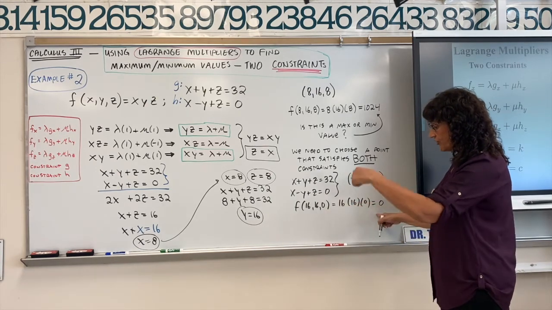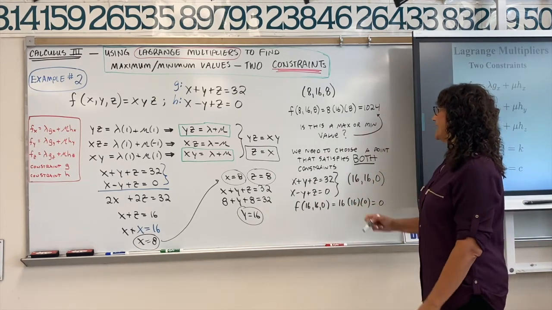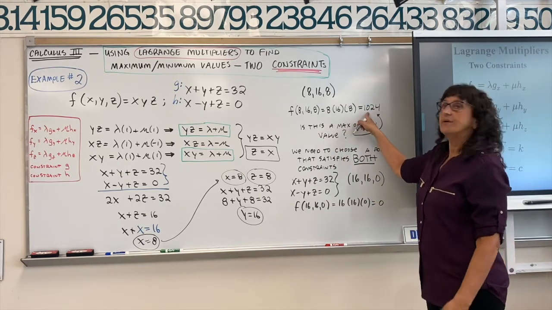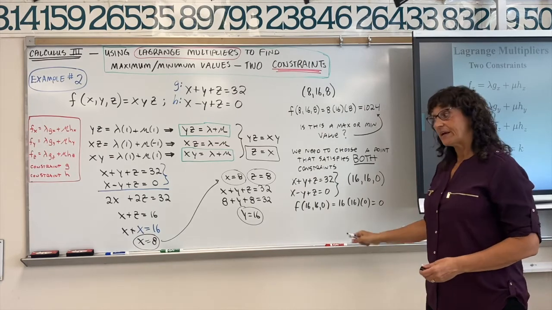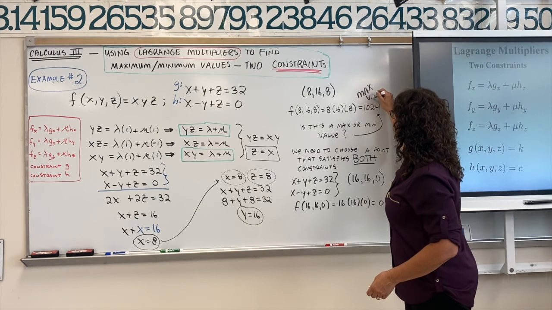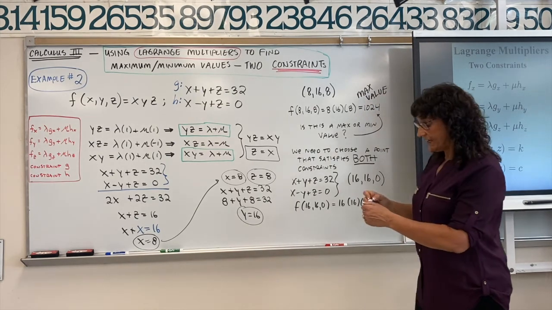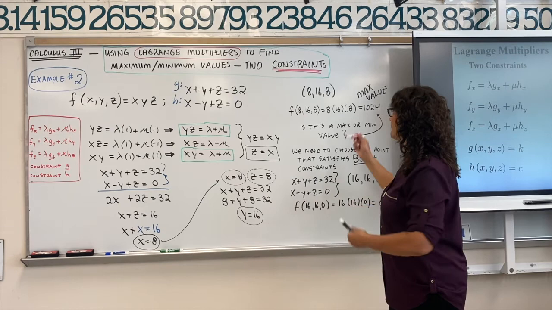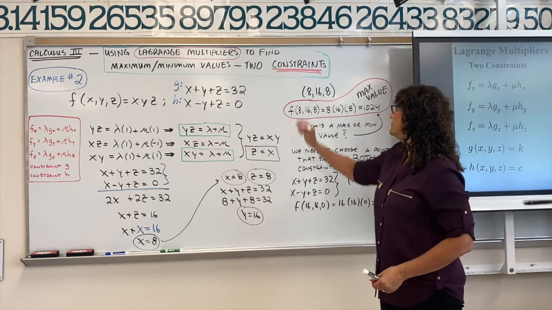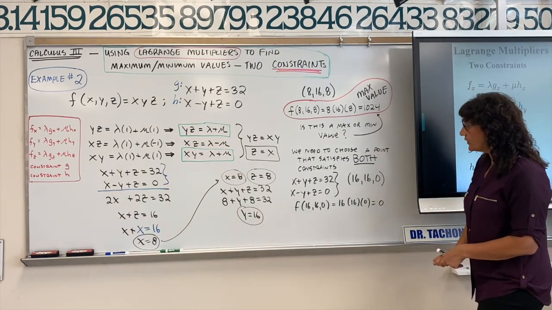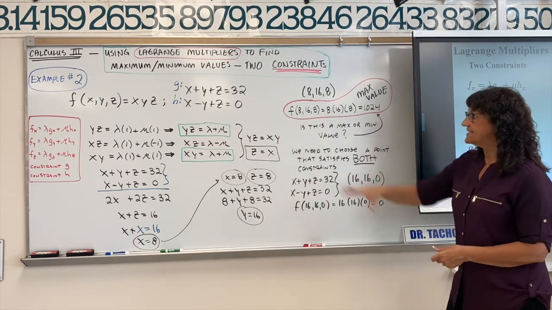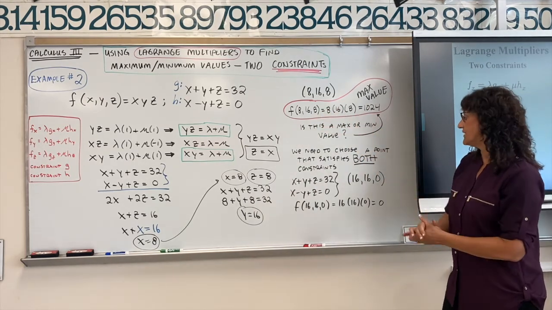So my test value generated a number less than what I have here. Because my test value is less than my critical value, my critical value is going to be a maximum. So your final answer is that your maximum value is 1,024, and the critical point where it's found is at 8, 16, 8 on this function, subject to 2 constraints.